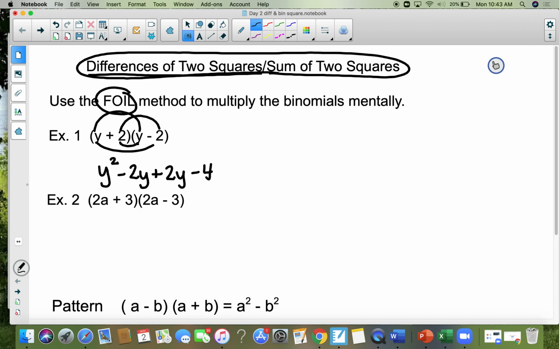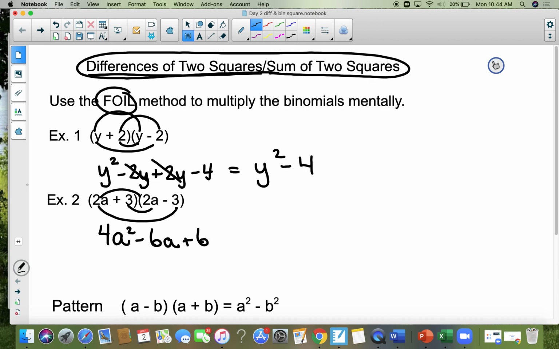First, outside, inside, last. What happens is these cancel out because they're opposites of each other, and you're left with y squared minus 4. Okay, let's do one more FOIL. 2a times 2a is 4a to the second. 2a times a negative 3 is a negative 6a. 3 times 2a is a positive 6a. And a positive 3 times a negative 3 is a negative 9. These two are opposites of each other. They cancel out, so you're left with 4a squared minus 9.